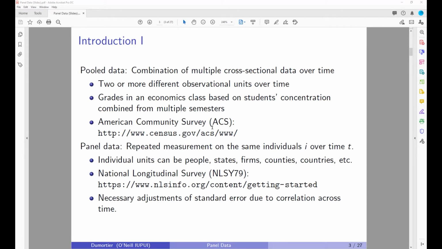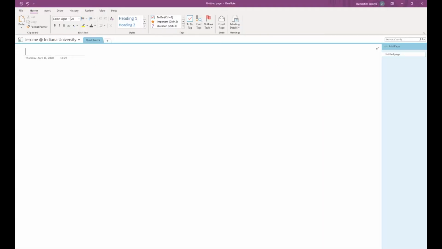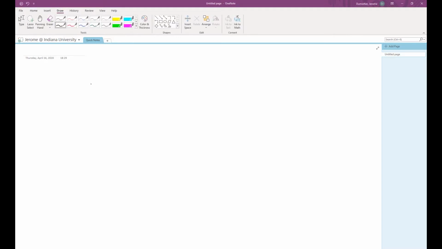So the topic of today is panel data, and before I continue, let me explain what panel data is. In order to do so, I'm going to use a graph or a table. Now, what we have seen so far is cross-sectional data. Imagine the following. Suppose you have individuals A, B, C, D, and E.